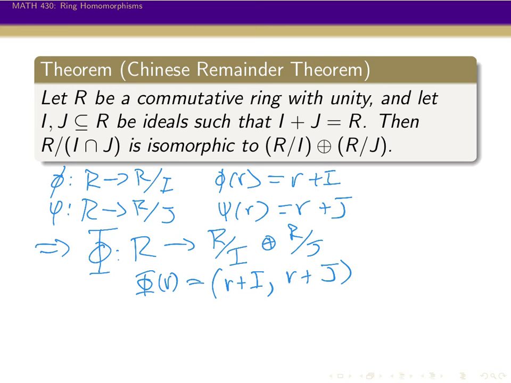Since phi and psi are both homomorphisms, these are both the natural homomorphisms from R to R mod I and R to R mod J. Then this map capital phi is going to preserve both group operations in each component, and so that makes this a homomorphism between the direct sum. So this then is a homomorphism.